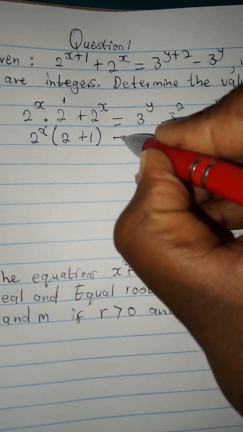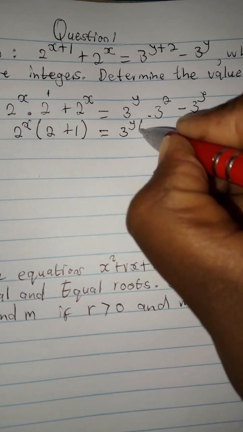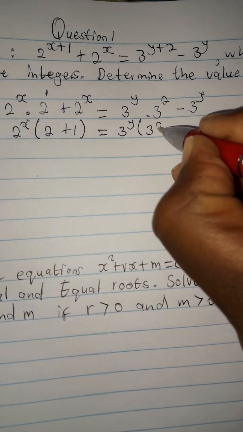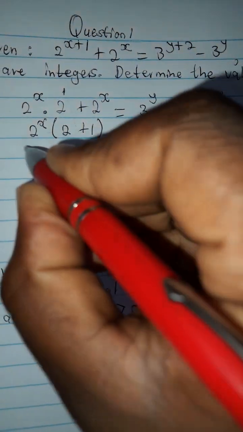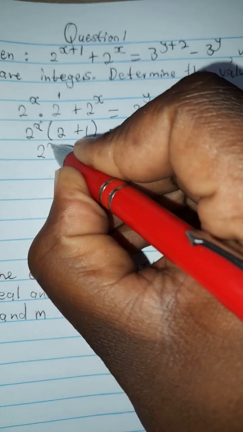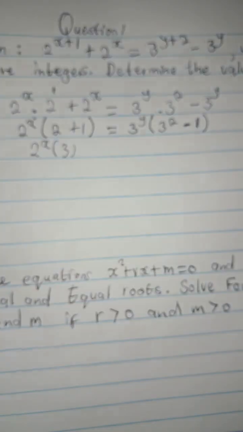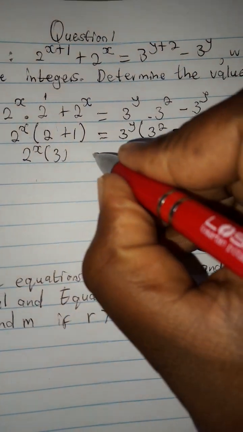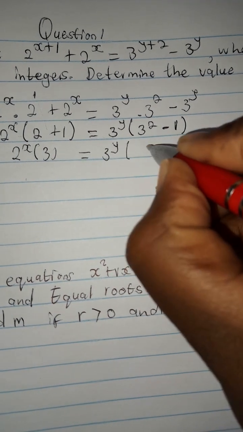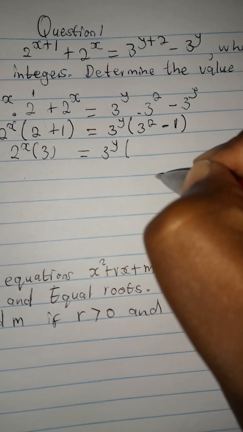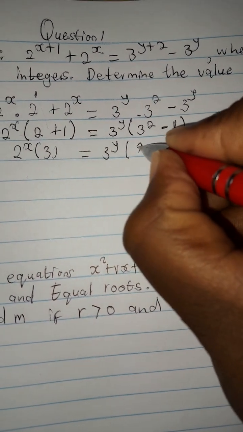Okay, still on the right track. Here we're also going to look at the highest common factor, which is 3 to the power of y. And we have 3 to the power of 2. To get to negative 3 to the power of y, we need 1 here. So we are going to have 2 to the power of x. What is 2 plus 1? That is 3, guys. Still on the right track. Let's go 3 to the power of y. What is 3 to the power of 2? That's going to be 9. 9 minus 1, that will be 8.